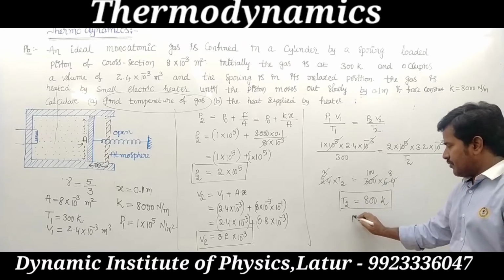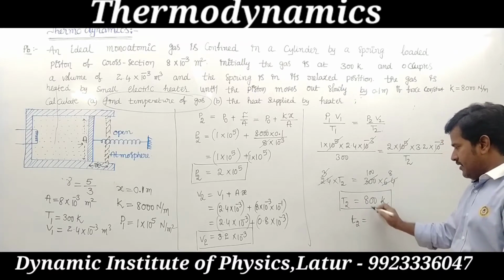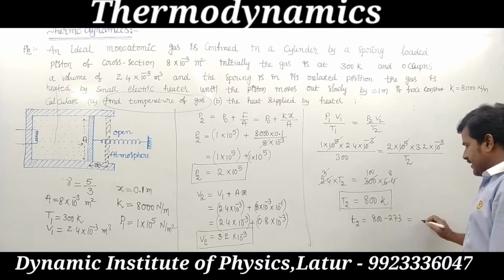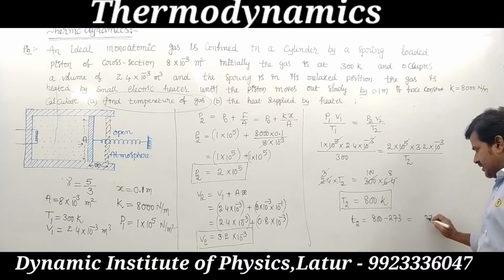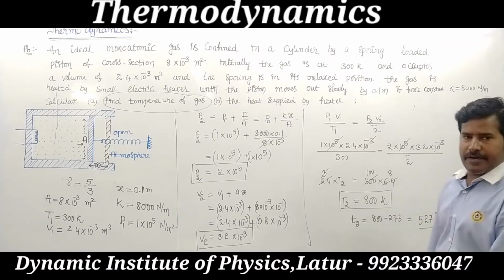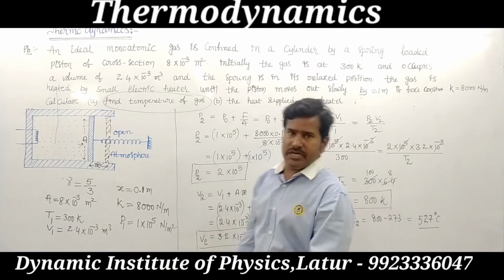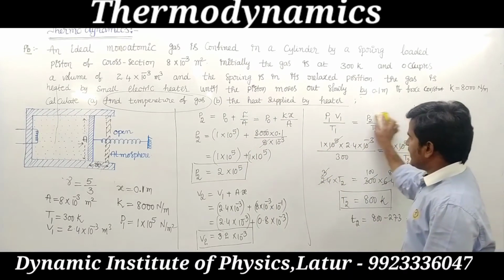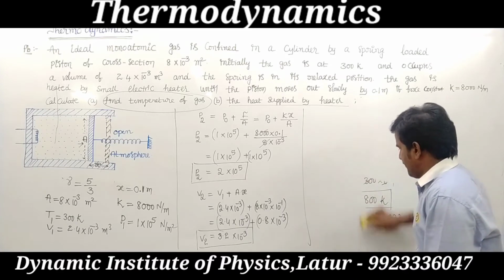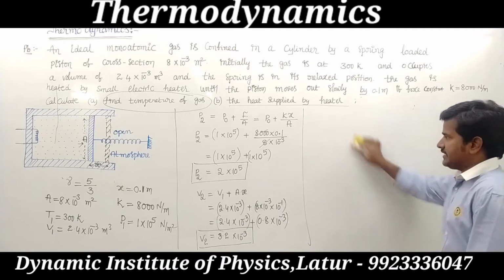That means T2 in degree centigrade is 800 minus 273. Its value becomes 527 degree centigrade. This is the final temperature. That means the gas temperature is this. So for this second part, we want the heat.